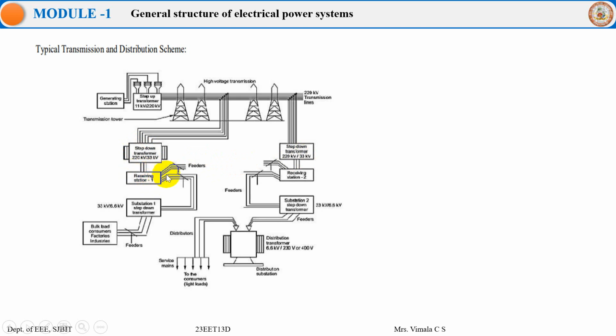So from the receiving station via the feeders, it is given to the substations. Different substations receive the power through the feeders. From 33, it is further stepped down to 6.6 at the substation level. From the substation, it is given to the bulk load consumers. For example, bulk load consumers like cement factories, steel factories, and other high voltage consumer factories. They can be given the voltages from the substation directly via the feeders for bulk consumers.